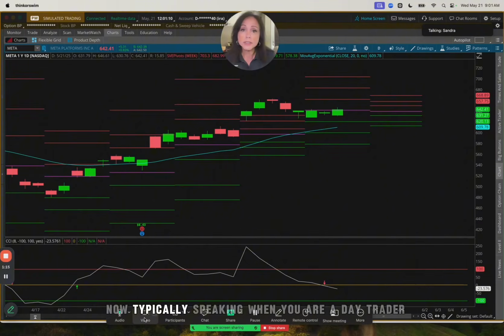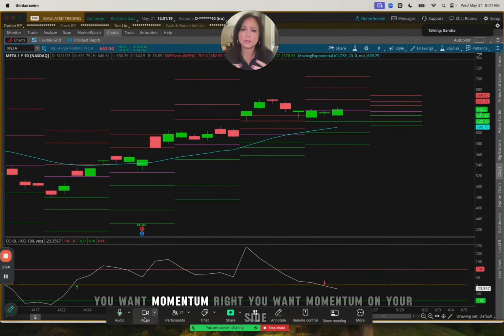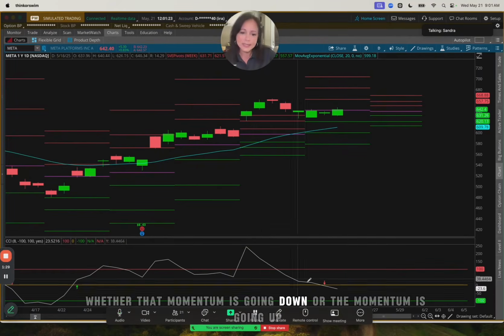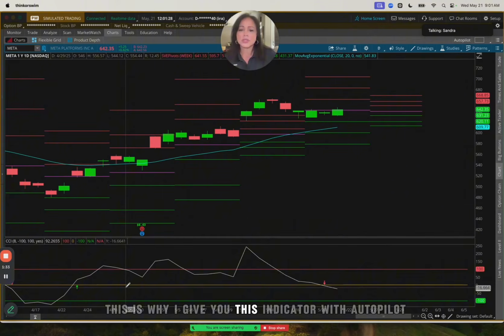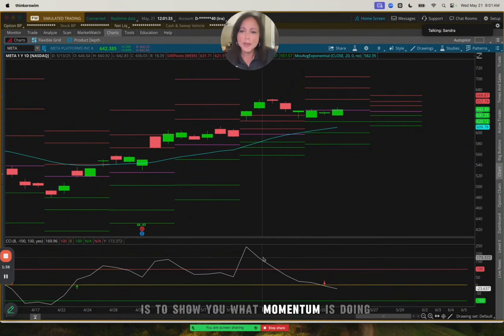Now, typically speaking, when you are a day trader, you don't want to be in a choppy environment. You want momentum, right? You want momentum on your side, whether that momentum is going down or the momentum is going up. This is why I give you this indicator with autopilot, is to show you what momentum is doing.